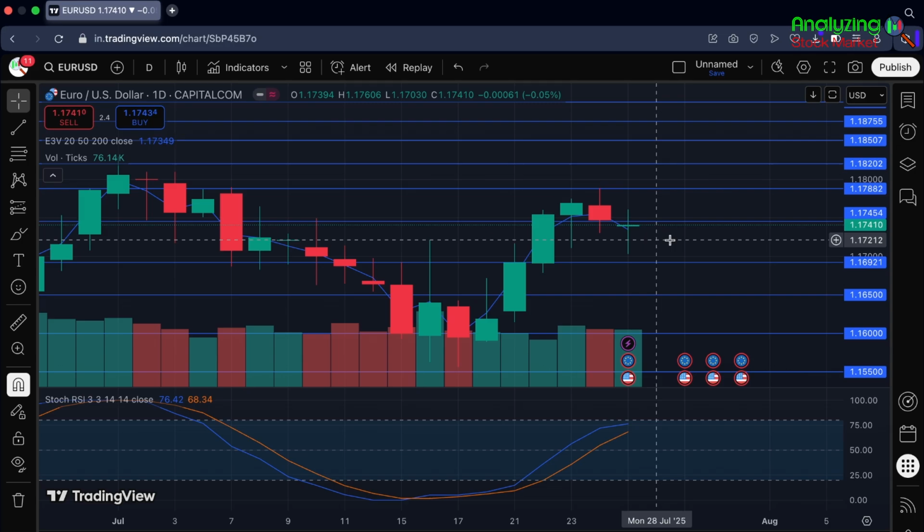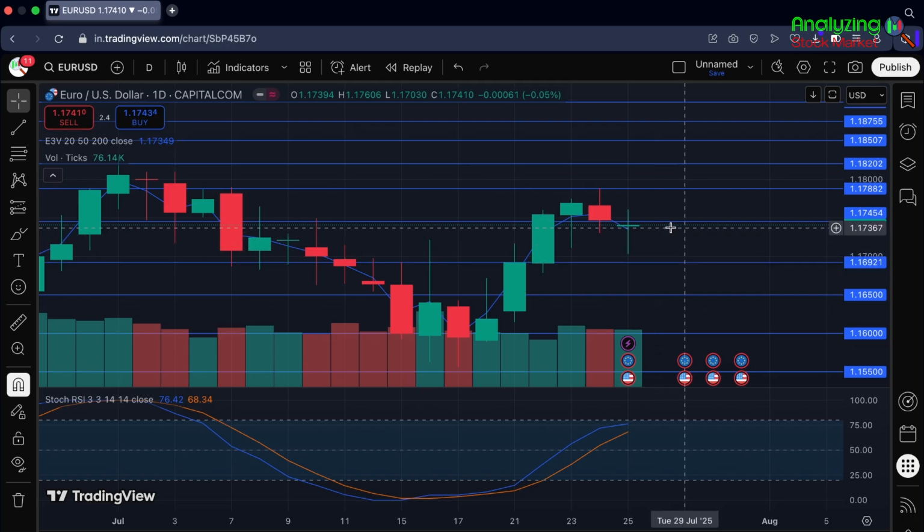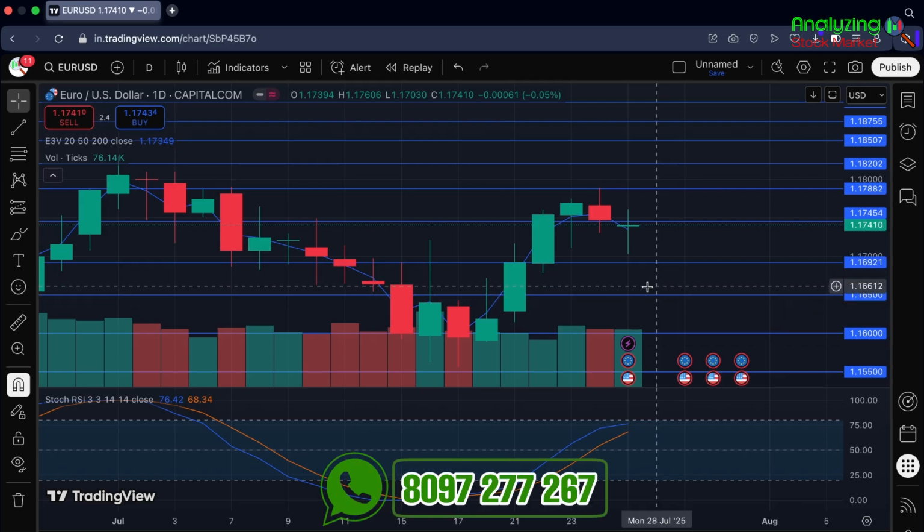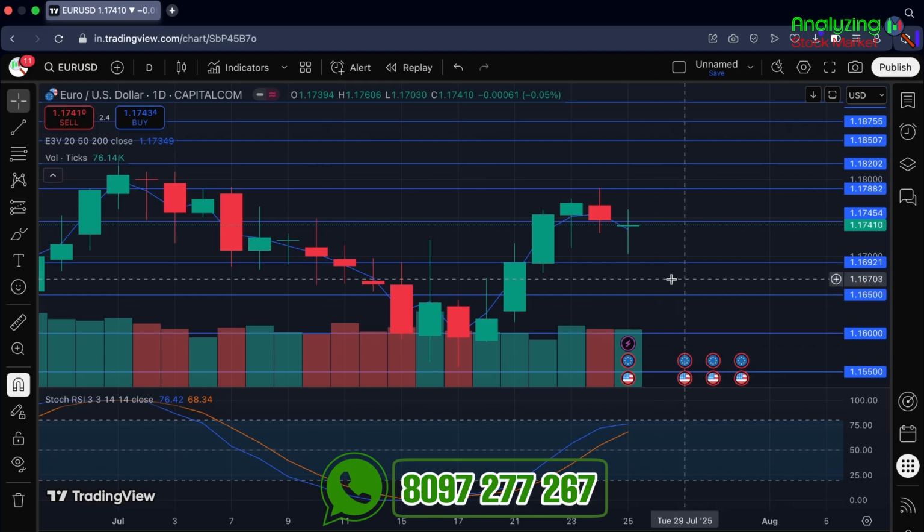So now let's talk about my opinion on the Euro USD pair for this week. According to the previous week's closing, I'm expecting a negative to sideways move. I'm expecting a closing around 1.16921 to 1.17454. If we see good volume, then we can also see a closing in the range of 1.16500 to 1.16921. Overall, my expectation is a negative move or negative closing for this week.